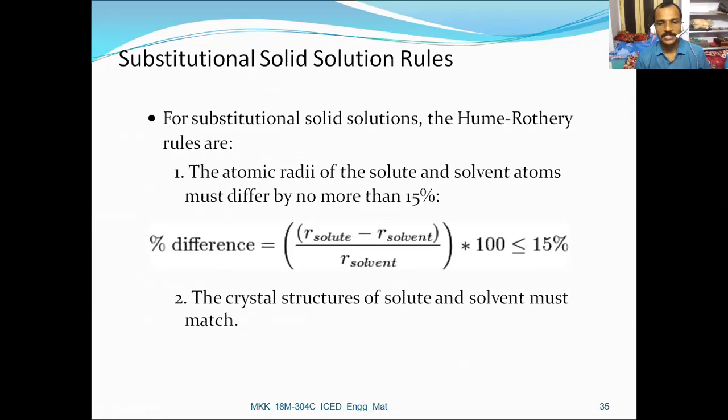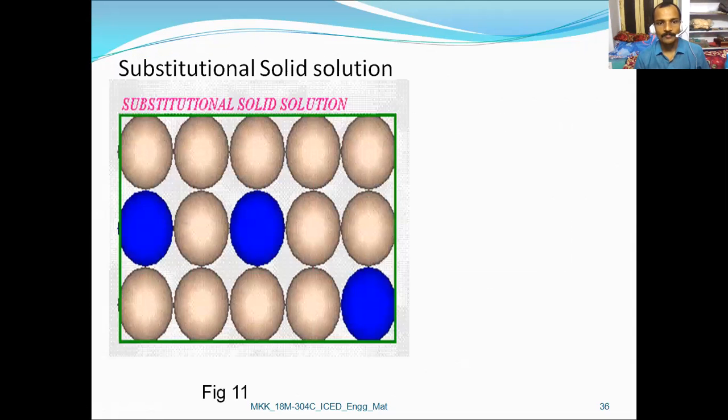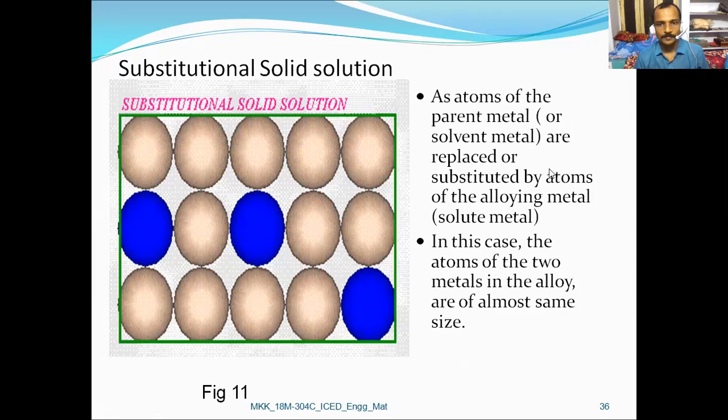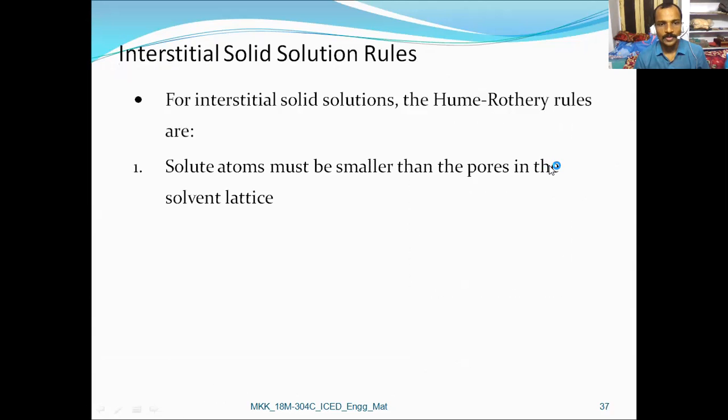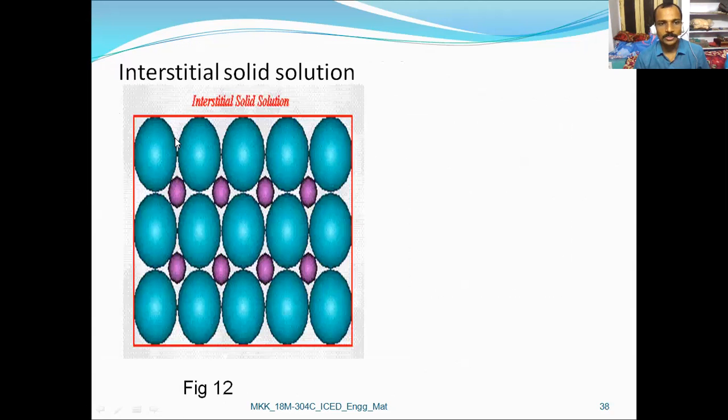The second rule is that the crystal structures of solute and solvent must match. So these are the solvents and this is the solute inserted, of the same size. Later, the interstitial solid solution, in which these are the solvent atoms, and these are the solutes inserted in between the interstitial spaces of the solvent atoms.